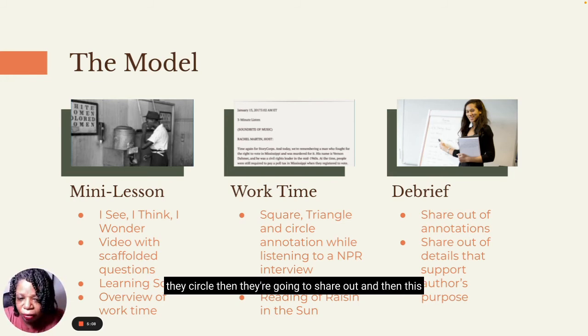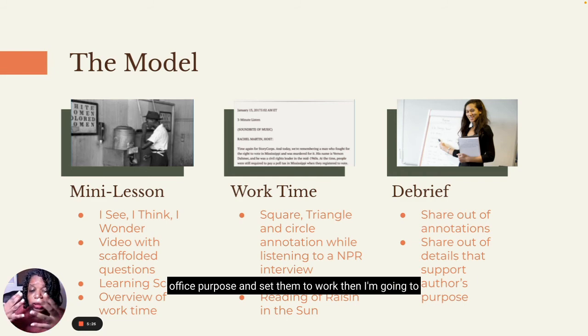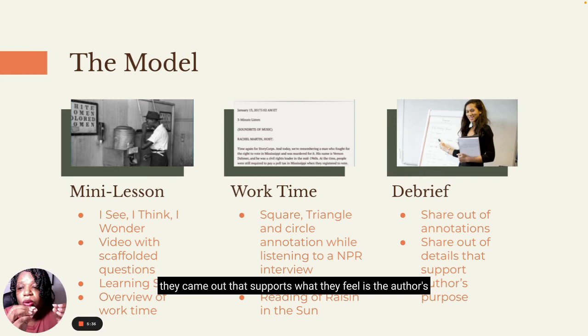Then they're going to share out. And then this is kind of like a redirect moment in the work time. I'm going to say, okay, great. Let's now look at a section of A Raisin in the Sun that deals with what we just said, and let's look for our author's purpose. And so I'm going to remind them of the tips to look at author's purpose and set them to work. Then I'm going to have them come back and share out the details of what they came up with that supports what they feel is the author's purpose of that section of A Raisin in the Sun.